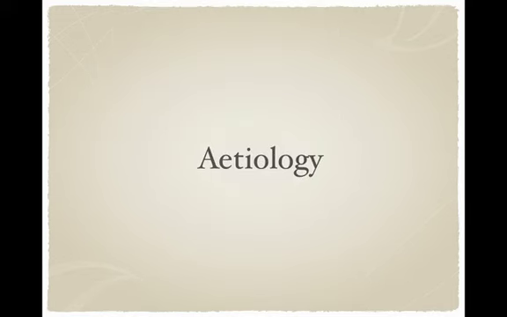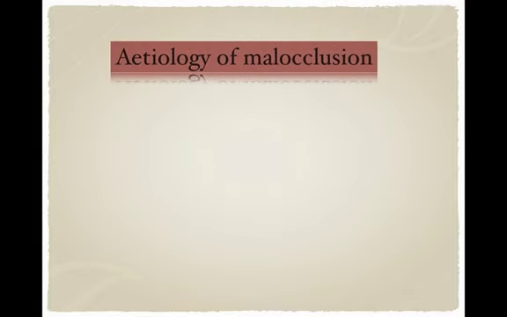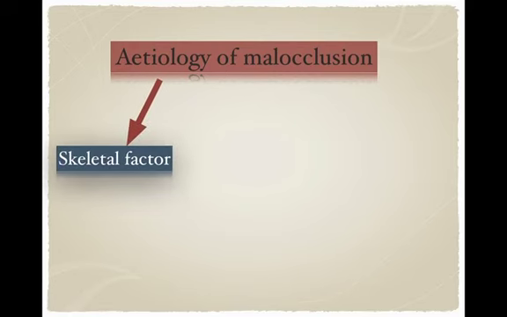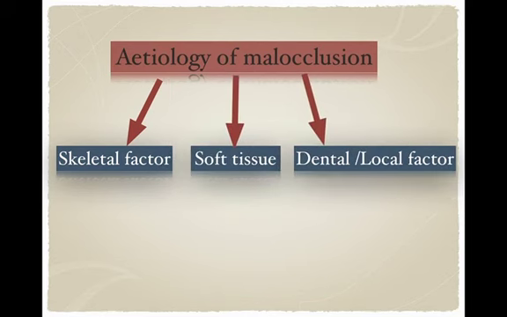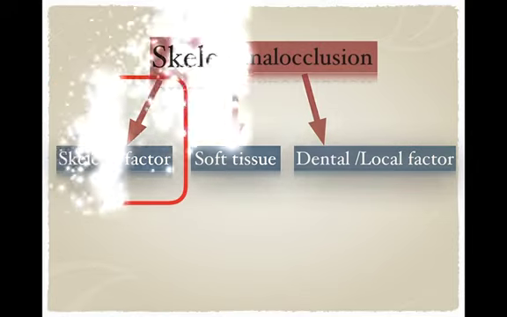So what is the etiology of Class 1 malocclusion? By the way, when we talk about etiology, it could be something that resulted in a Class 1, but it could be a feature as well, because this patient has, for example, a Class 1 skeletal relationship. This means it is an etiology for this malocclusion, and at the same time, it's a feature of this malocclusion. Whenever we study the etiology of malocclusion, we divide it into three factors: skeletal factor, soft tissue factor, and dental or local factor. So let's start with the skeletal relationship.